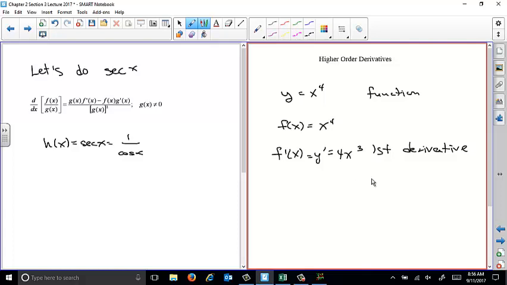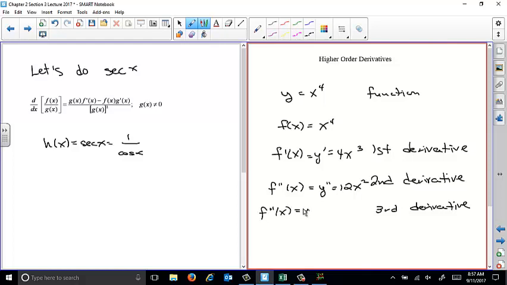The second derivative of the original function is the derivative of the derivative. So what we do is we use 2 primes to show the second derivative. So it's f double prime of x is equal to y double prime, which is then we just take the derivative of that, which is 12x squared. And then you can take the third derivative. That's f triple prime, which is y triple prime, which is 24x.